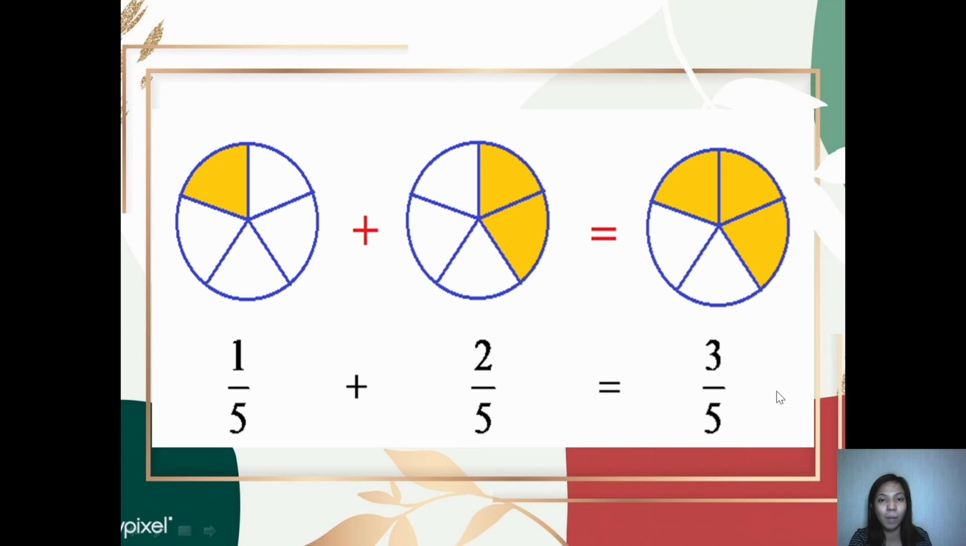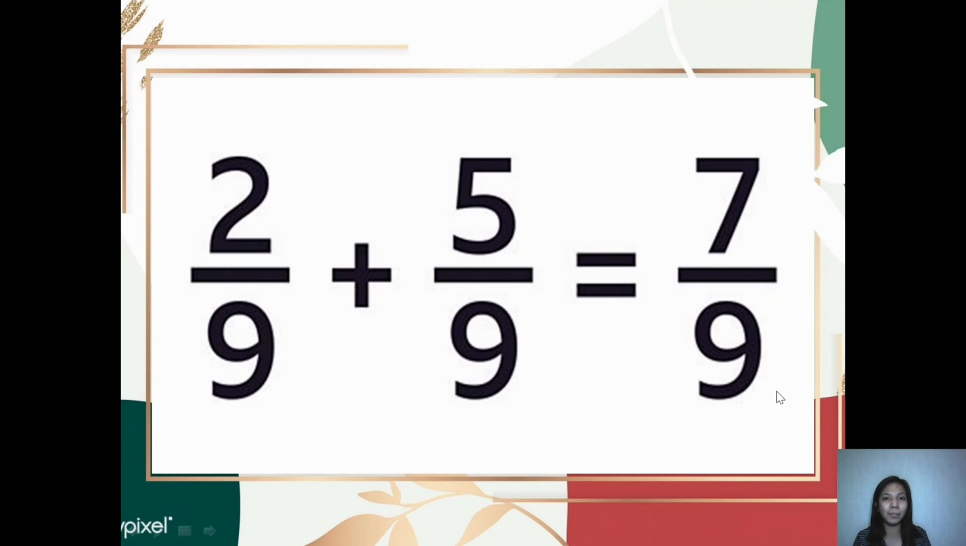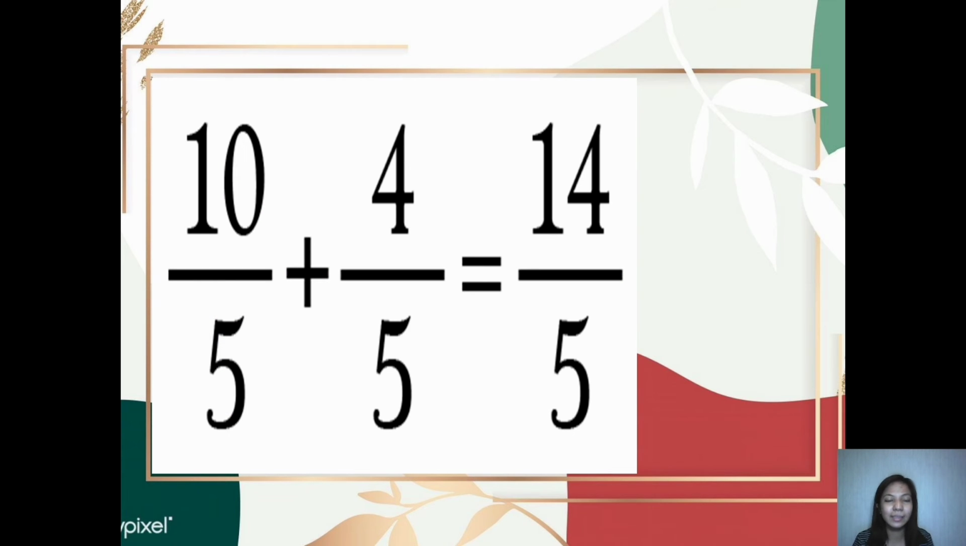So just copy. Okay? Another example here. 2/9 plus 5/9. So the same denominator 9. So just copy 9. Then 2 plus 5, 7. 7/9. Do we need to simplify? No. Okay. Next. So the same denominator 5, copy 5.